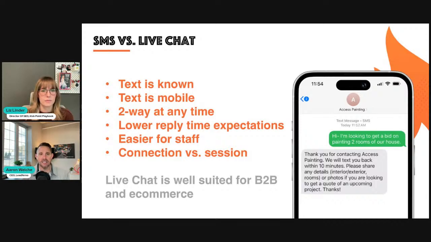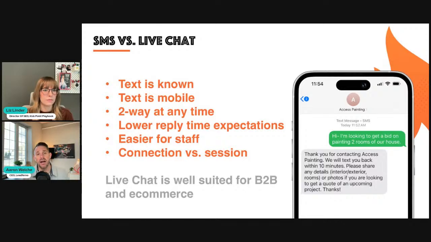So when assessing this, look at number one, text is known. It's our most used app on our phone. We're familiar with it. Text is mobile. If I start a live chat on my computer and I need to go run an errand, go to lunch, anything else, I have to bail on that live chat. I can't just come back to it. We all get the messages, oh, your agent has left. Or if you forgot you opened a chat in one tab while you're waiting for an agent, you went to another tab. So it's two-way at any time.